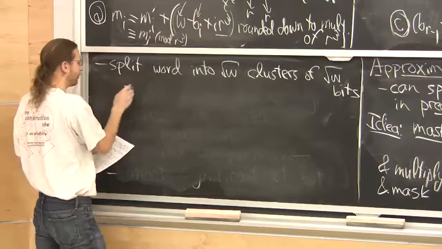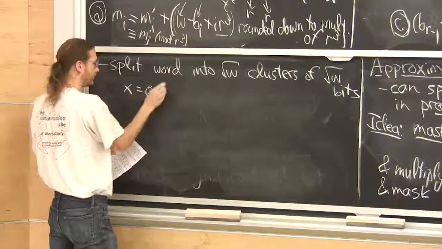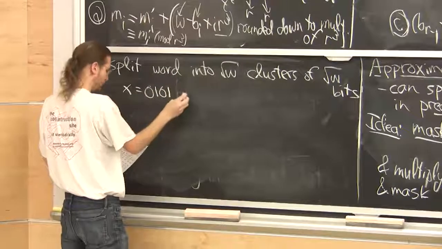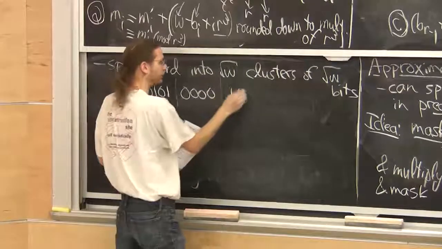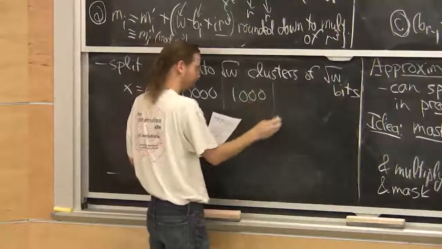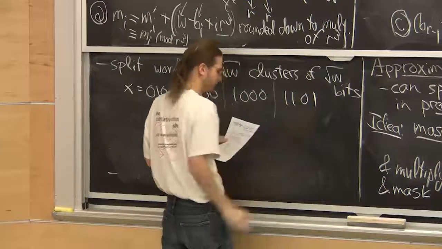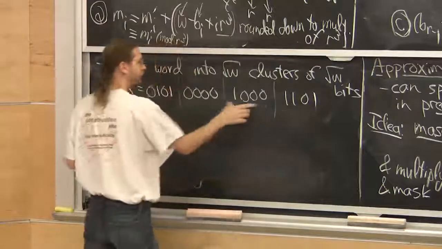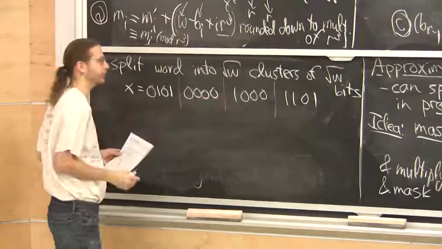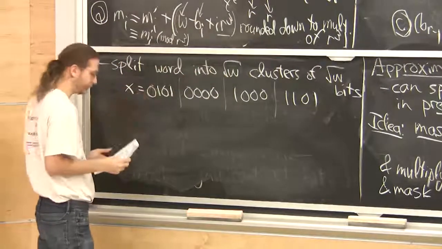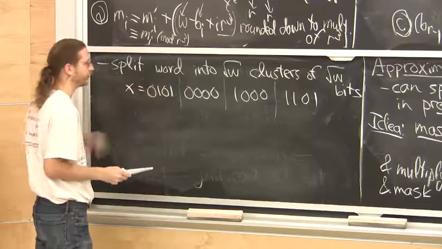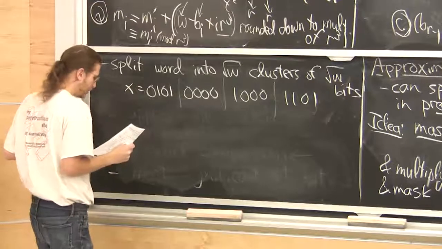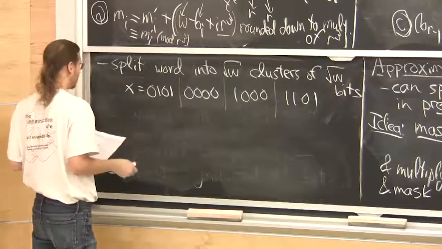So here's an example. X is 0, 1, 0, 1, 0, 0, 0, 0, 1, 0, 0, 0, 1, 1, 0, 1. Okay, so each of these is root W bits. There's root W of them. It's approximate, it doesn't have to be exact, but we'll assume W is a nice power of 2, so that works cleanly.